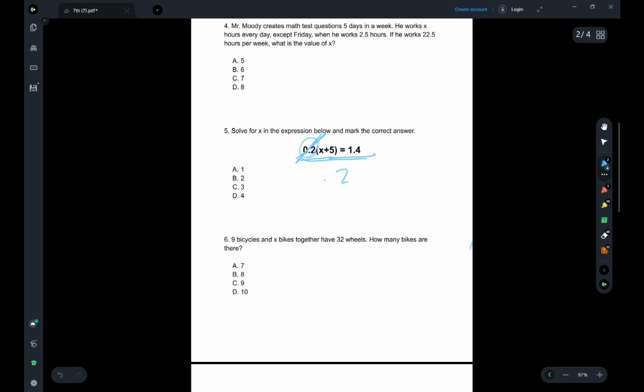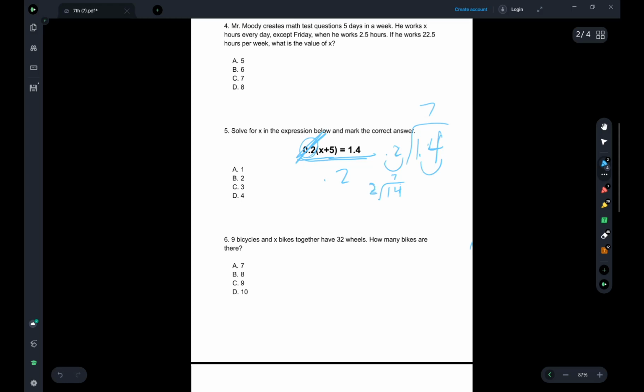So on this side, this would cancel off with this. And on this side, you would get, what is 1.4 divided by 0.2? And the answer is 7, because the simpler way I would say is just multiply both of them by 10. So move the decimal place 1 over. So you get 14 divided by 2, which is 7.